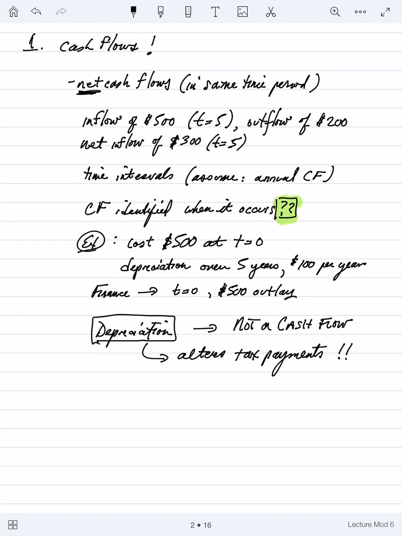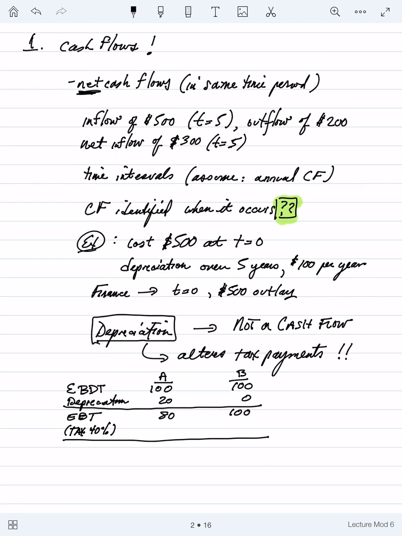Suppose you have two firms, and they have the same earnings. Let's do firm A and B. Make a little chart right here. Let's do earnings before depreciation and taxes of 100 in each firm. And let's say that we install a depreciation of 20 in firm A, and in firm B, no depreciation. So now you have earnings before taxes of 80 in firm A, 100 in firm B. Let's say taxes are 40%. So you have a $32 tax in firm A, a $40 tax in firm B.